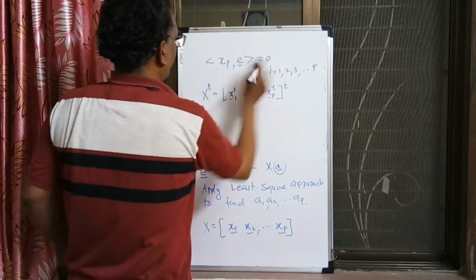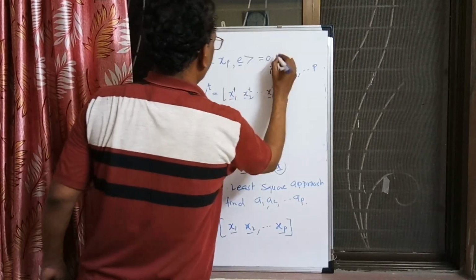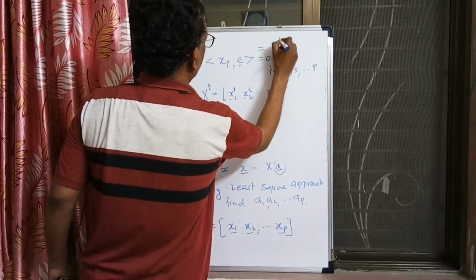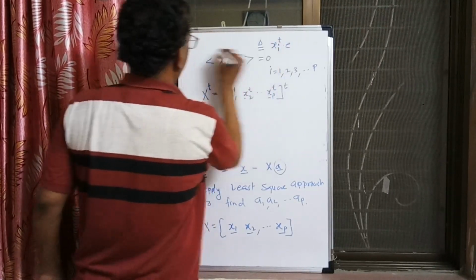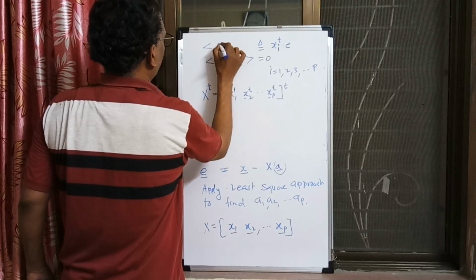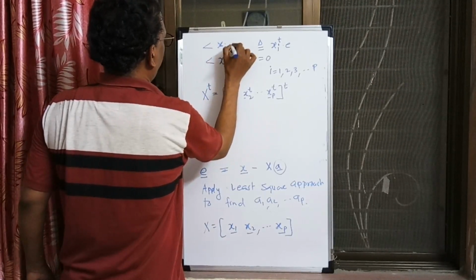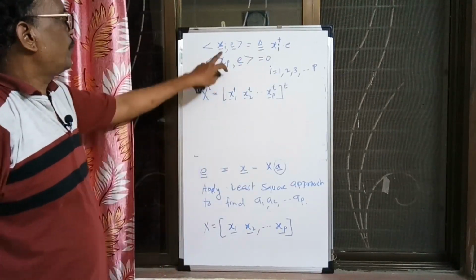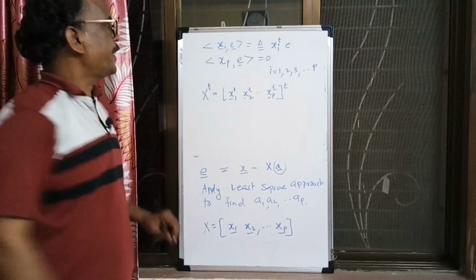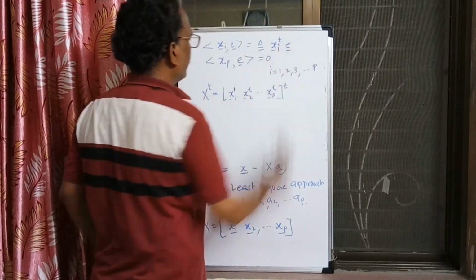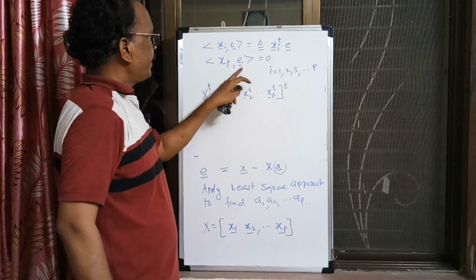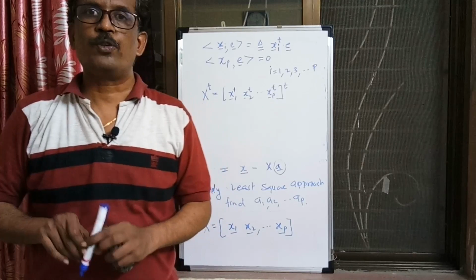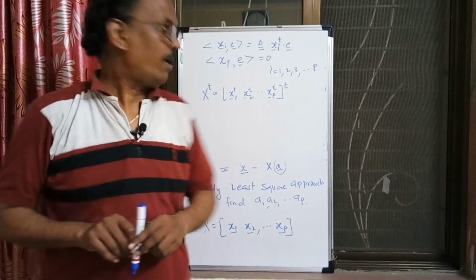The inner product of xi and E is nothing but xi transpose E. This is the definition of the standard inner product. Small xi is a vector, and E is the error vector. So xi and E are all perpendicular because we are assuming the least square approach. In the least square approach, we assume that the error is orthogonal to the observations.